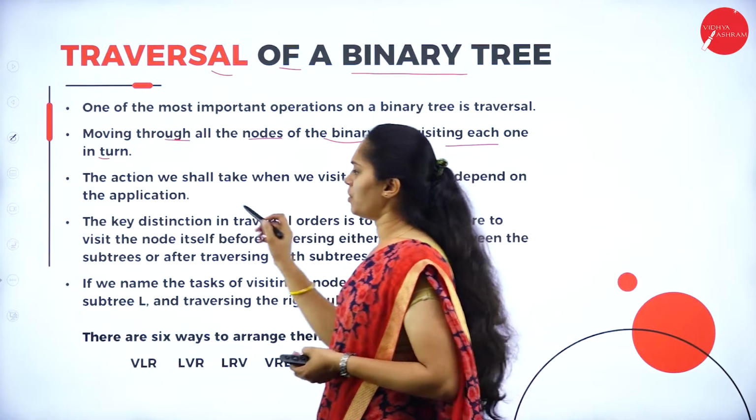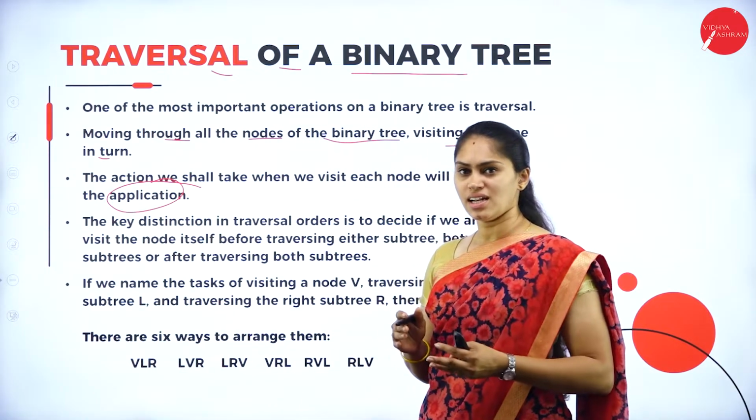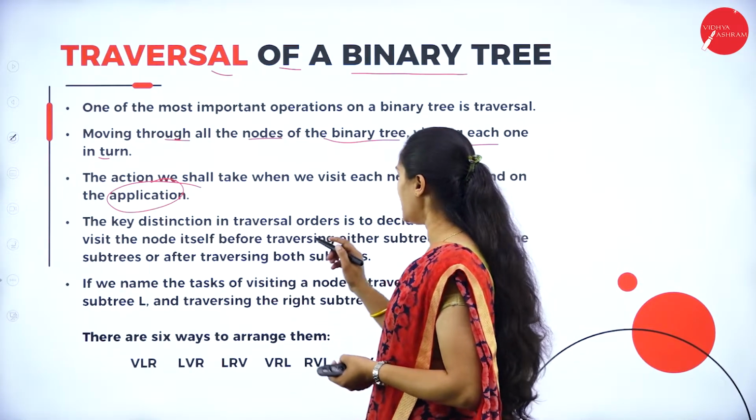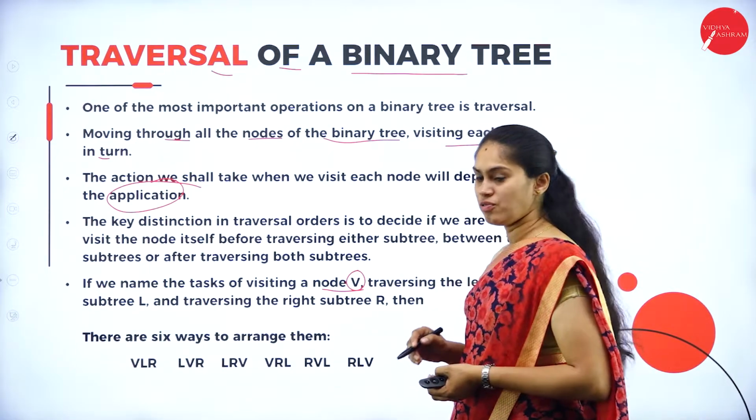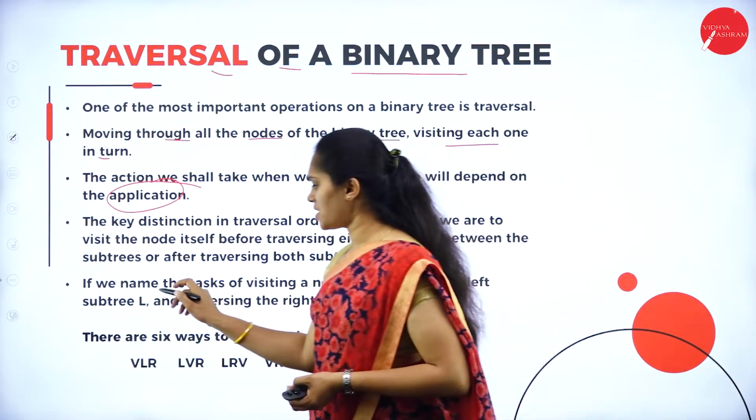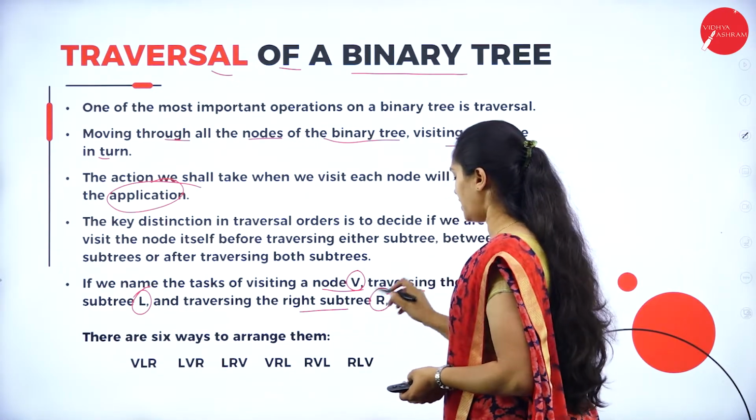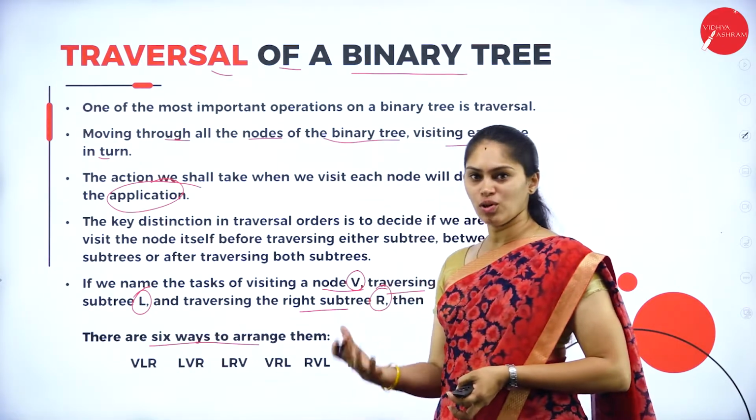It's always based on the type of application. The type of application indicates how we are traversing. If I am traversing, I can indicate that with the help of V. Traversing the left subtree requires L, and traversing the right subtree is R. Then we have six different ways to arrange them.